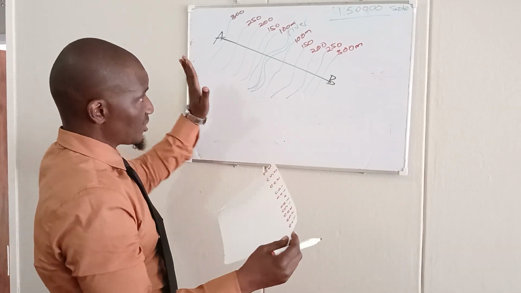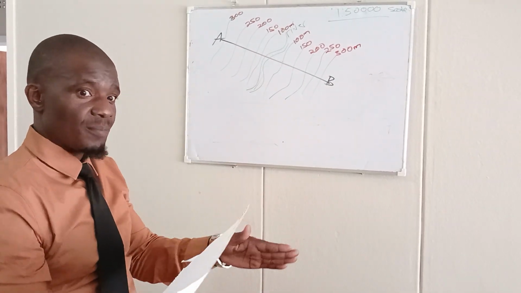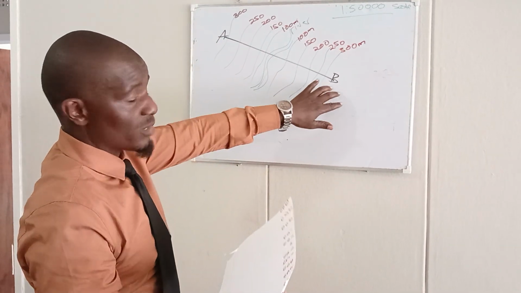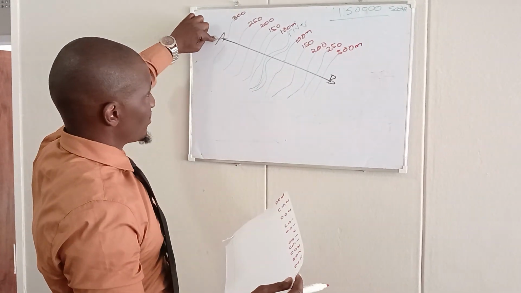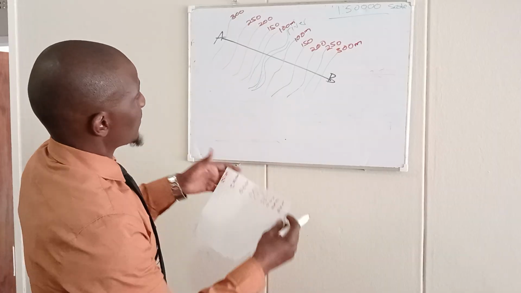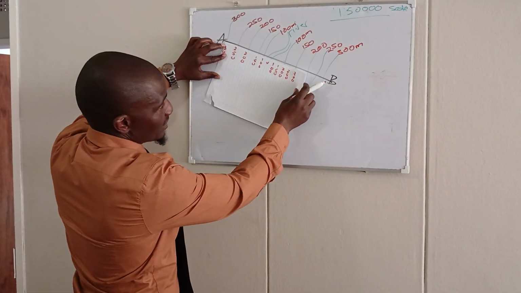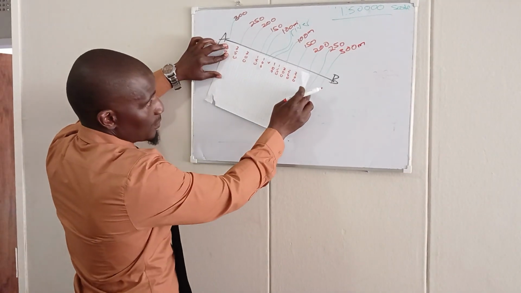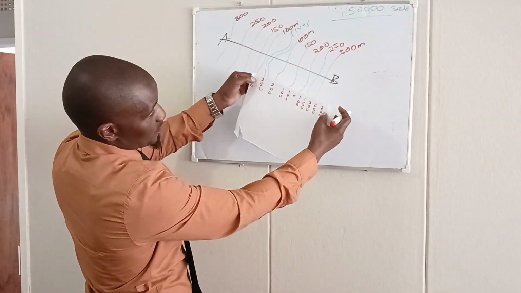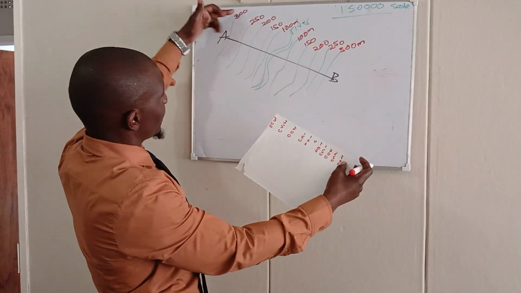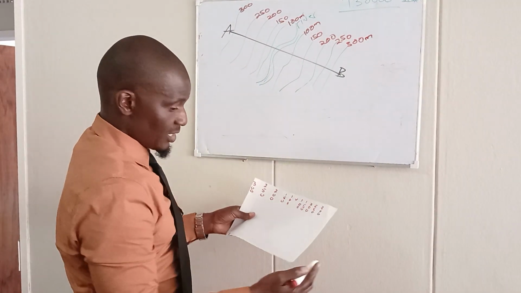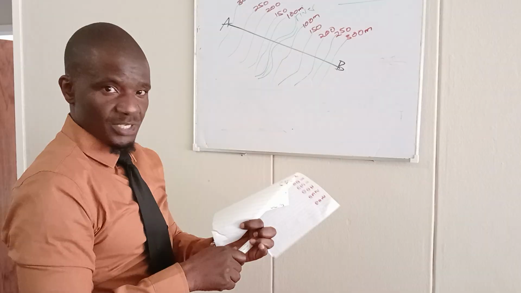Remember, we said it is the representation of the rise and fall of a landscape from one given point to another. This is my given point A to B. And from that, what have I done? I have marked my contour heights, which shows the rise and fall of the landscape from A to B. I try to make it as compact as possible so that I can accommodate it from here up to there.